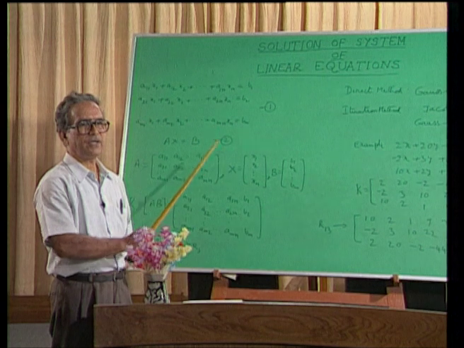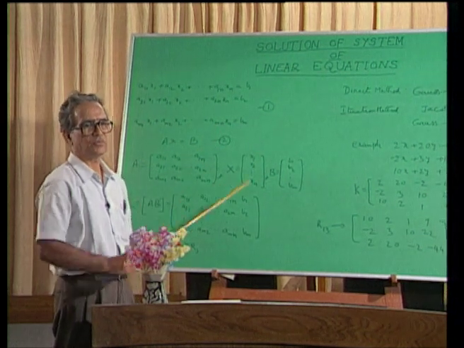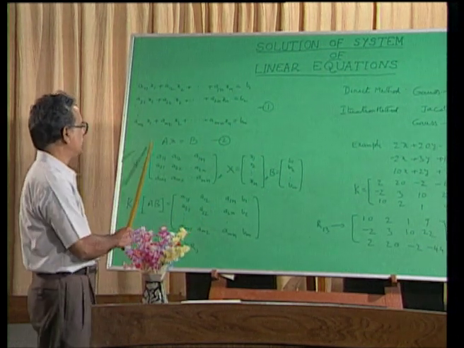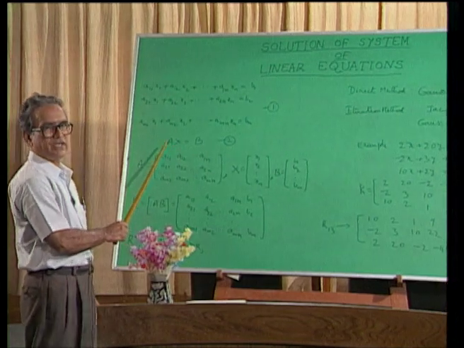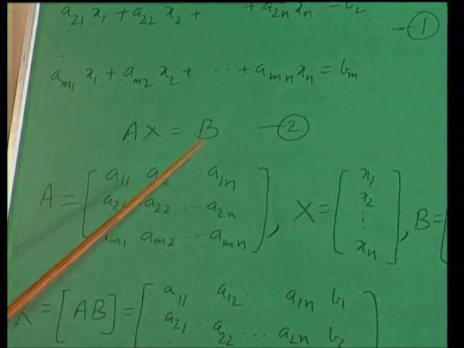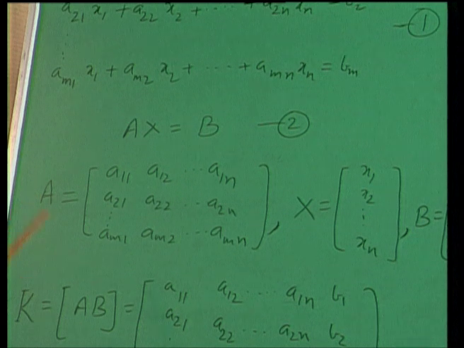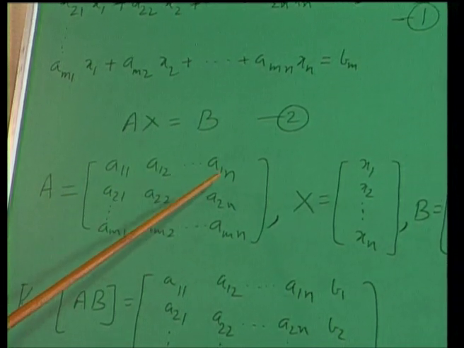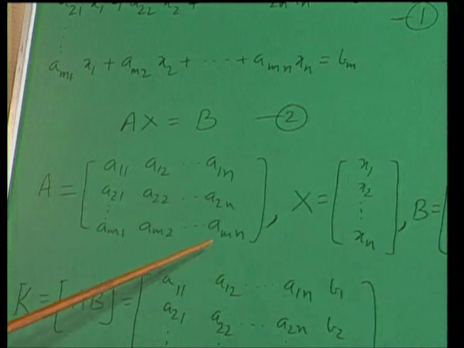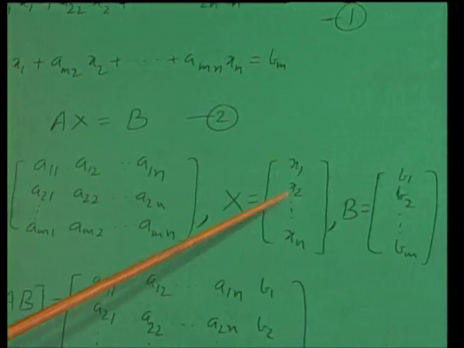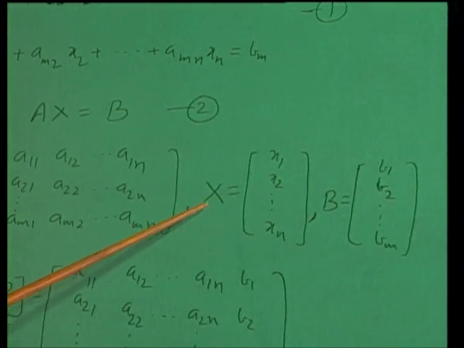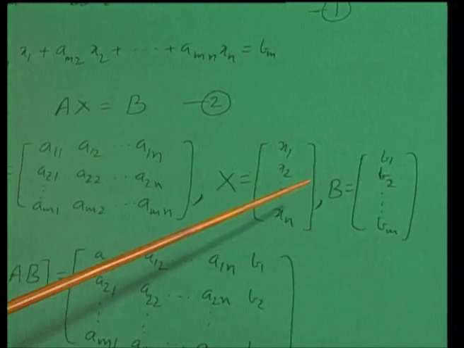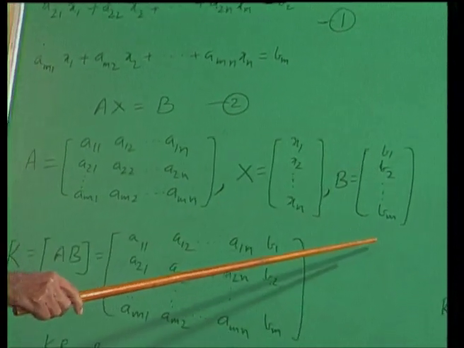This system of m equations in n unknown quantities can be written in matrix form as AX equals B, where the m by n matrix A, equal to a11, a12 etc., is called the coefficient matrix, and this column matrix x1, x2, ..., xn denoted by capital X is called the solution vector. This is the constant vector.